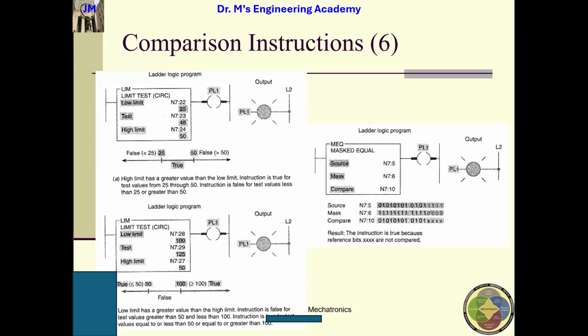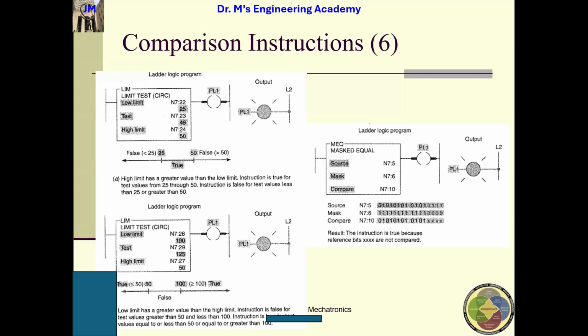So the mask, first, these 3 guys must have the same length, the same number of bits. And then you just look at the mask. Which piece of the mask is set to 0? If this piece of mask is set to 0, that means you will not compare the corresponding bit of the source and the compare. Okay? You only focus on the bits of the mask which are 1. And then compare the corresponding bits of the source and the corresponding bits of the compare.